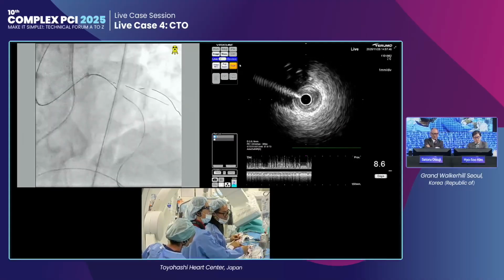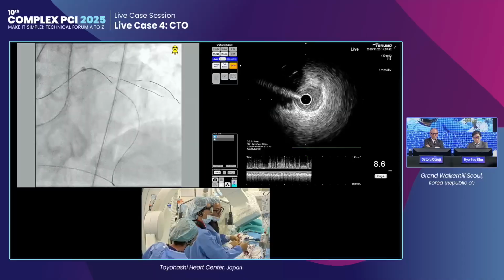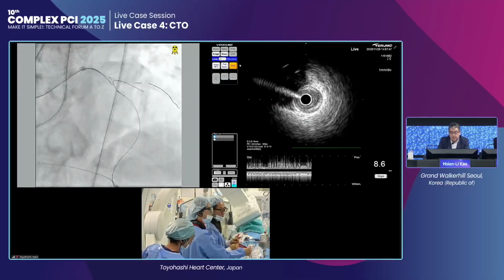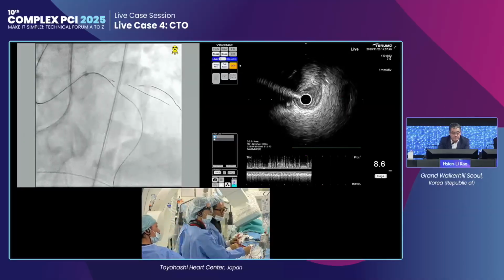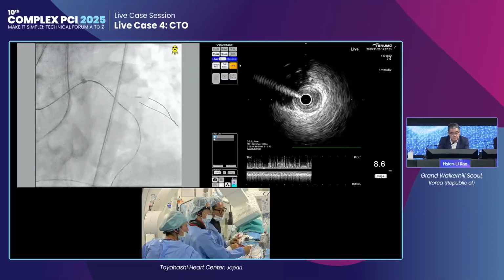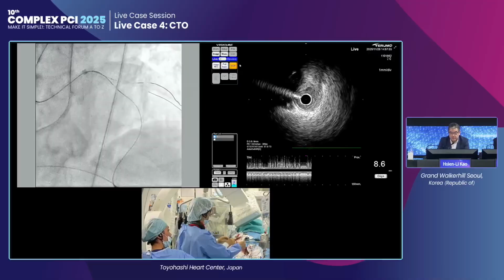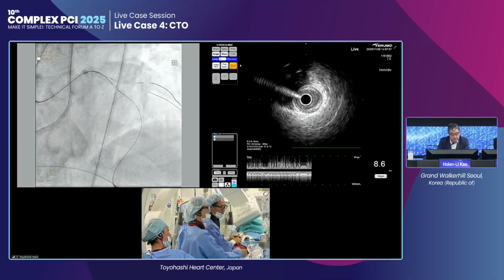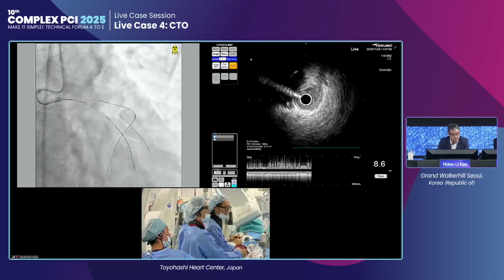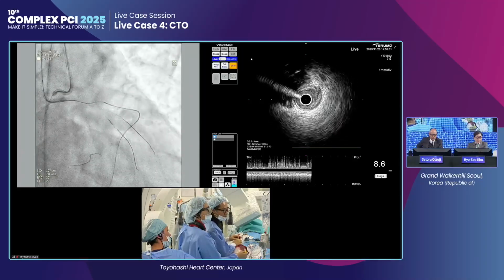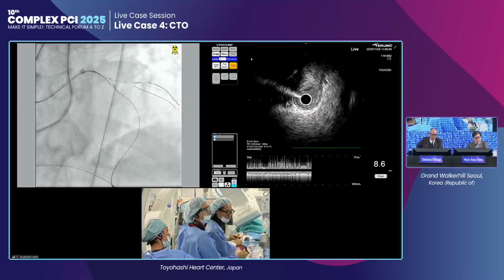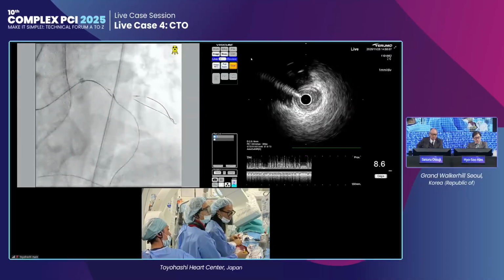Now the retro... Remember, the retrograde microcatheter had been advanced into the diagonal too, right? So I think distal to the D2 bifurcation, actually the lumen is wide open. Not so wide, I think. There's a huge friction on the retro microcatheter. Anyway, I advance it again.